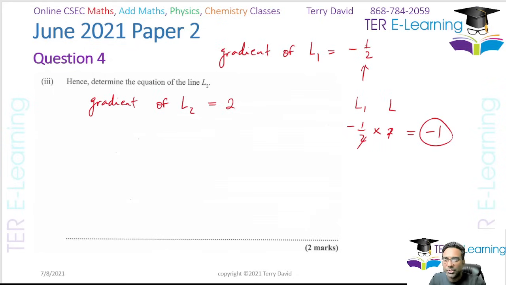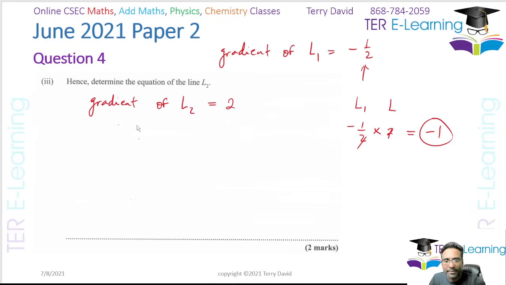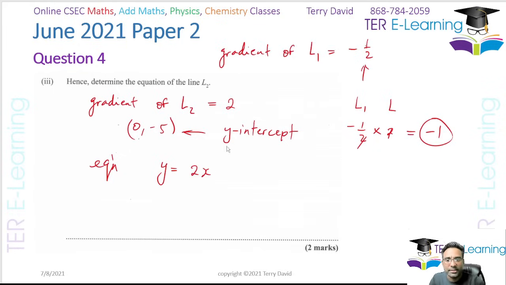Now, we know that L2 passes through the point 0, minus 5. That particular coordinate they gave us is actually my y-intercept, right? So for those of you who went and worked this out, you didn't have to. Therefore, the equation is y equals 2x, because 2 is the gradient, and your y-intercept is minus 5. So it's just y equals 2x minus 5. There's no calculation to be done here. So this is an easy 2 marks in the question.